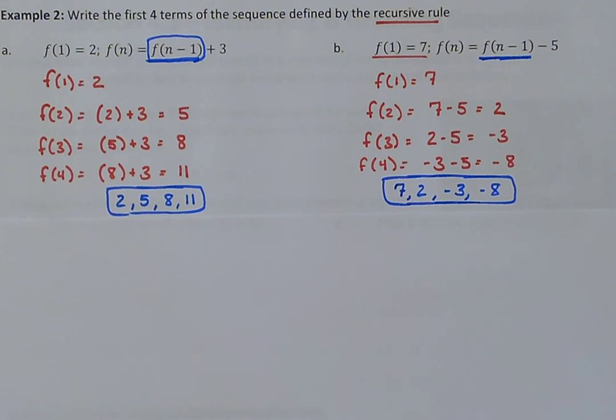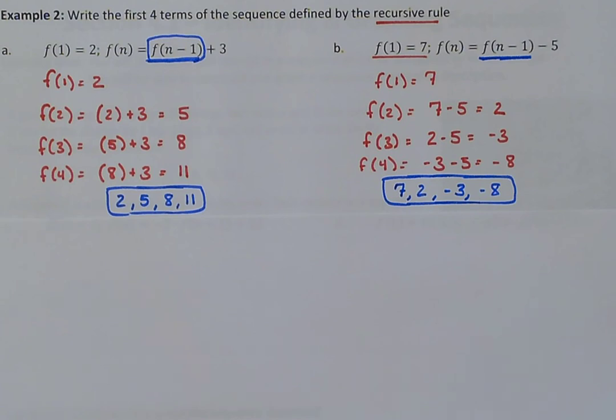And that is our answer. So anytime that you're dealing with recursive, you have to go through and do it a term at a time. Just know that f of n minus 1 means you're going to use the previous term in your sequence. Okay, so that's how we're going to do that for parts A and B for the recursive rule.